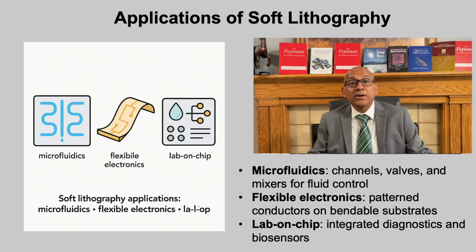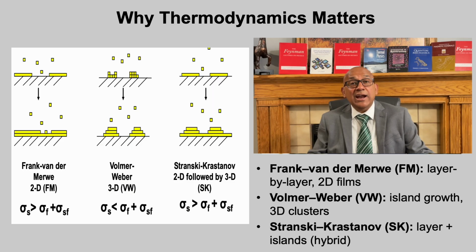Up to this point, we have looked at fabrication tools and techniques. But to truly understand why nanostructures form the way they do, we need to look deeper into the thermodynamic principles that govern their morphology. Growth is controlled by the balance of the surface free energy of the substrate, sigma S, the film, sigma F, and the substrate-film interface energy, sigma SF. Depending upon these relationships, three distinct modes emerge.